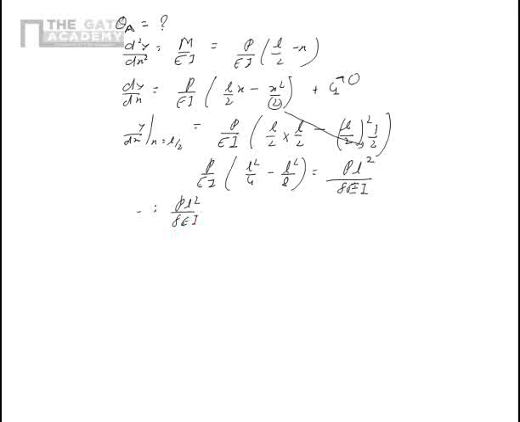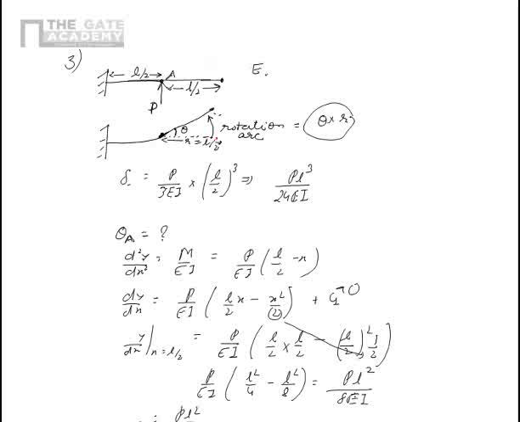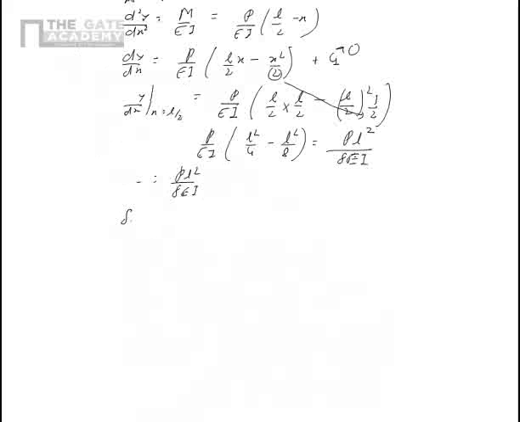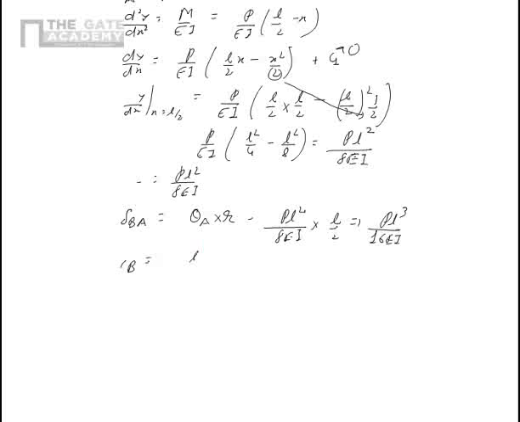So the rotation arc means that the deflection above this point, delta B with respect to A, is equal to theta A multiplied by the radius of rotation, which is nothing but PL square by 8 EI multiplied by L by 2, which is PL cube by 16 EI. I add this value to the value of deflection here. I get the total deflection at B as PL cube upon 24 EI plus PL cube upon 16 EI.